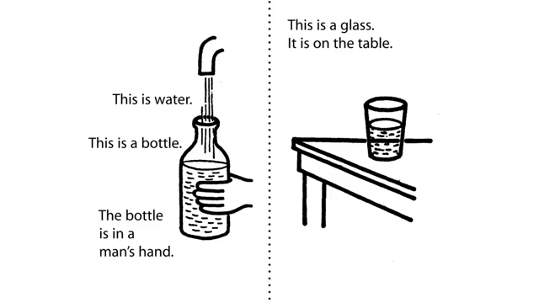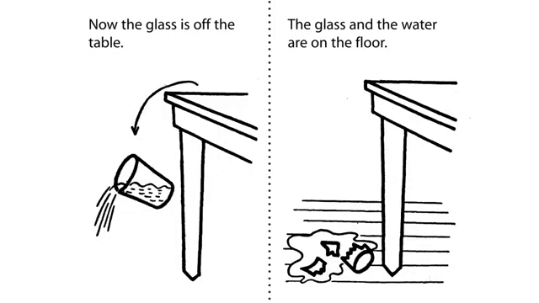The bottle is in a man's hand. This is a glass. It is on the table. Now the glass is off the table. The glass and the water are on the floor.